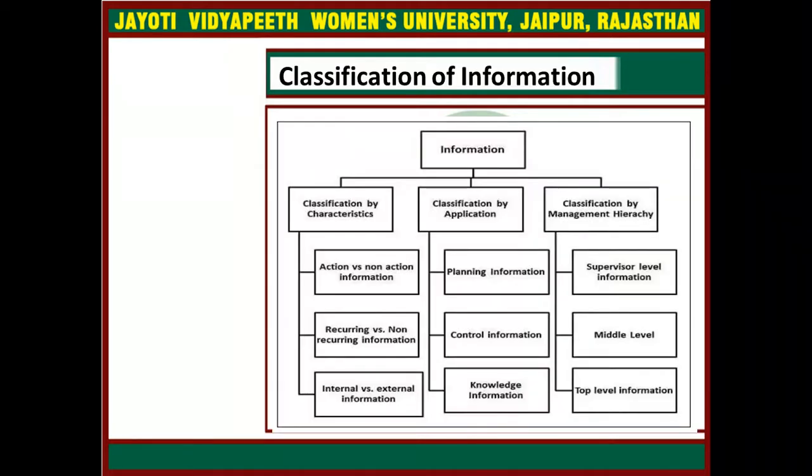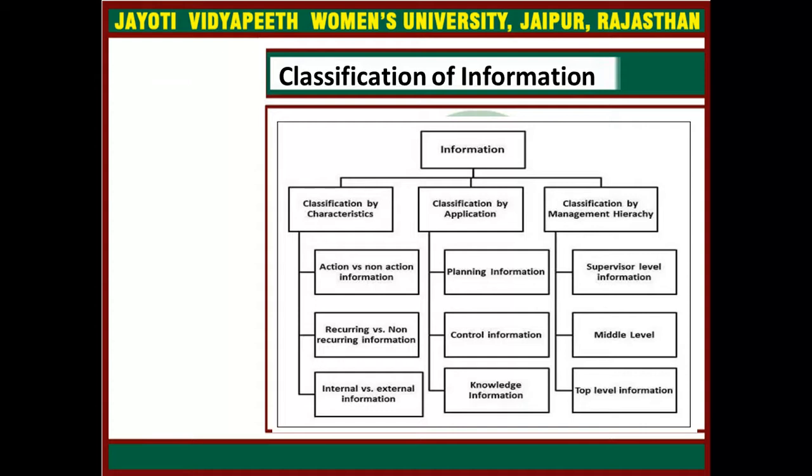You see in this diagram here, this is the information, and this information is classified into three types, you can say. Information is what you get by filtering data, the knowledge that is required at the time of doing a task, or you can say the processing. So it is classified into classification by characteristics, classification by application, and classification by management hierarchy.